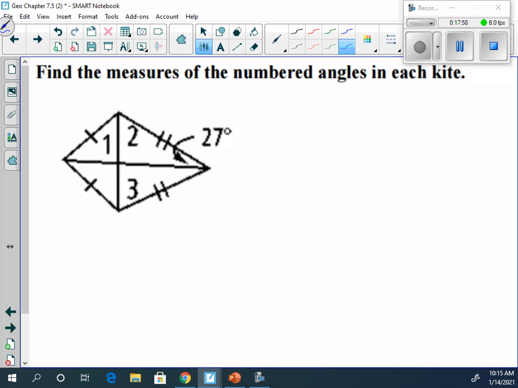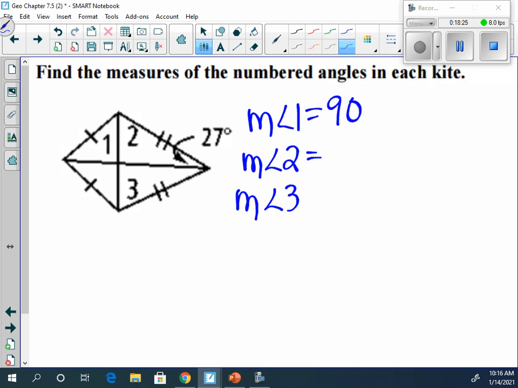118? Let's see here. Okay. So looking at this here, now 1 is in that corner where those two diagonals intersect. So what's the measure of angle 1 going to be? 90 degrees. The measure of angle 1 is equal to 90. We still need to find the measure of angle 2 and the measure of angle 3. So we're missing these two here, yes?